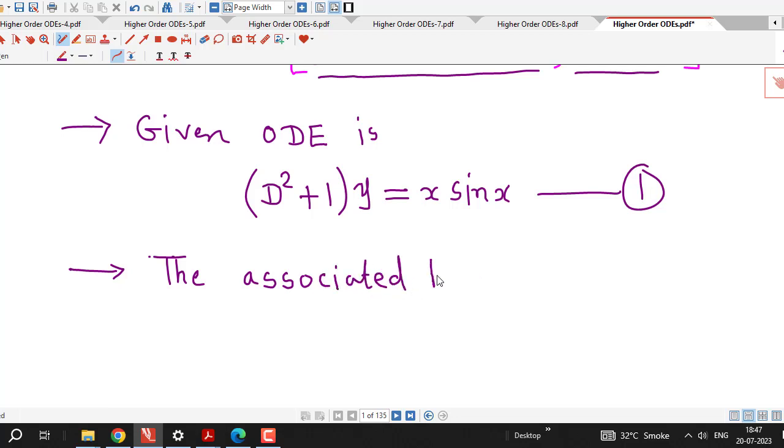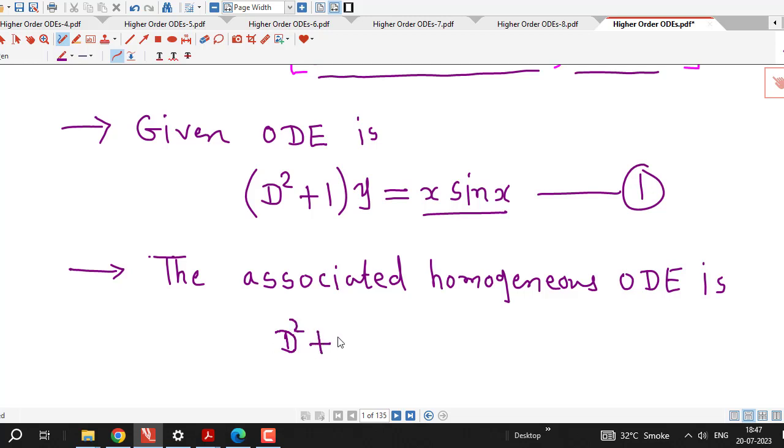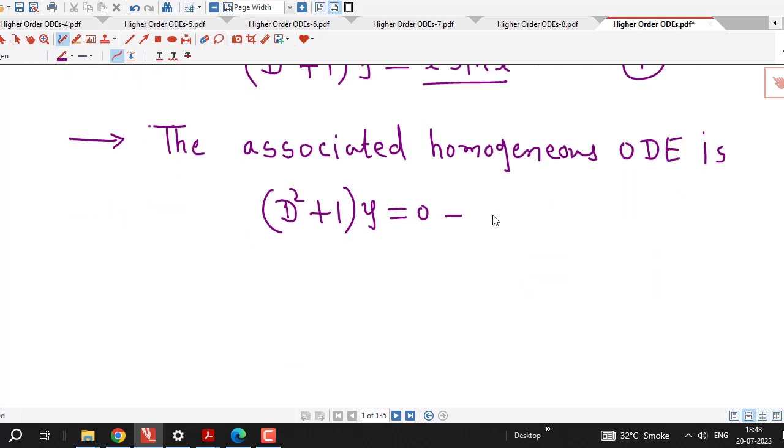The associated homogeneous ordinary differential equation is, that is, we consider the right hand side equal to 0, and we solve this equation first. (D square plus 1) y equal to 0, number 2. To find the solution of this homogeneous differential equation we have to first write down the auxiliary equation corresponding to equation number 2.